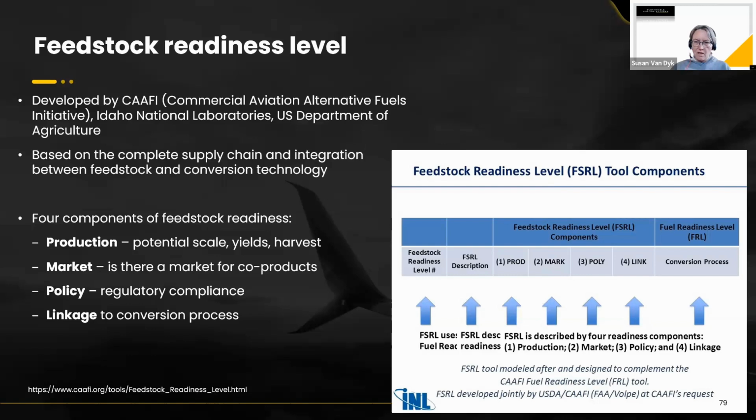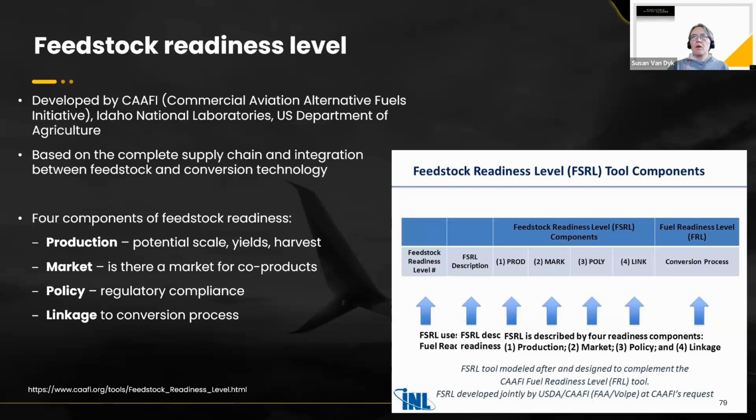In feedstock readiness level, just because you can produce a feedstock doesn't mean that it's actually ready for SAF production. So the Commercial Aviation Alternative Fuels Initiative in the US, together with the Idaho National Laboratories and the US Department of Agriculture, so in a similar way that you have a technology readiness level, they developed this feedstock readiness level. And it's based on the complete supply chain, as well as the integration between the feedstock and the conversion technology. And there are 4 components.